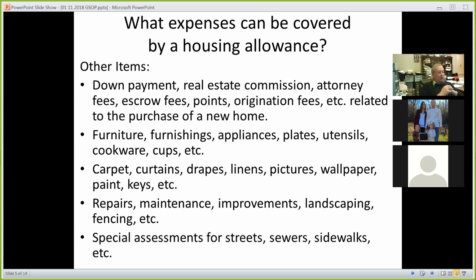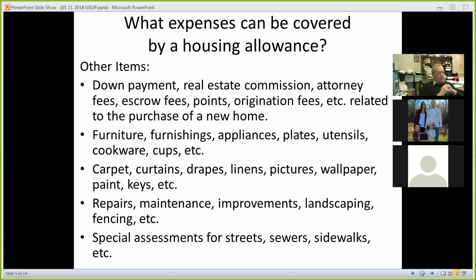There are some other items. For example, if you buy a new house, the down payment, the real estate commissions, the attorney fees, any escrow fees, any points you paid, any origination costs, all those things related to the purchase of a new home would qualify.